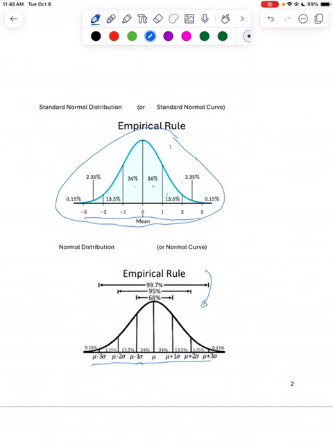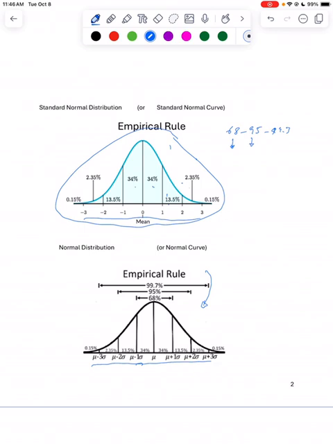It's totally fine. But if you don't want to memorize these numbers here, at least you must know what we mean by 68, 95, and 99.7. What do they belong to? Remember, this is between mu minus sigma and mu plus sigma, so one standard deviation away from the mean. And then we have mu minus 2 sigma, mu plus 2 sigma, and mu plus 3 sigma and mu minus 3 sigma.